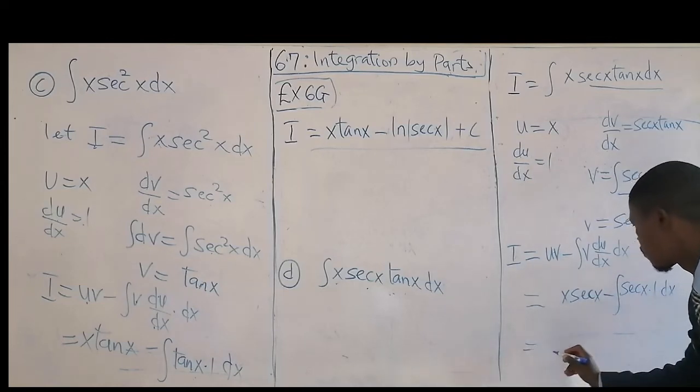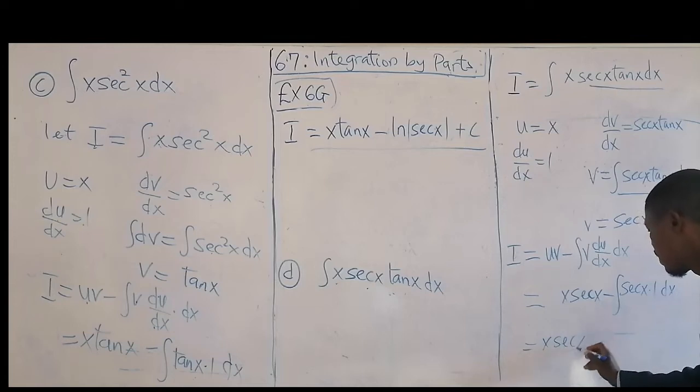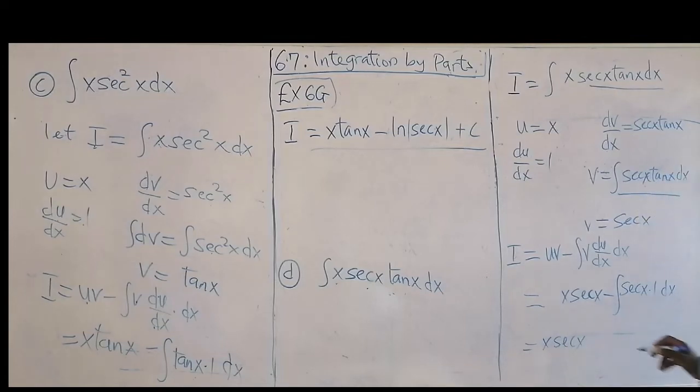That will be equal to x sec x minus, if you integrate this, I just gave the table for this. The integral of sec x is ln sec x plus tan x. Then you put your constant of integration, and that finishes that question.